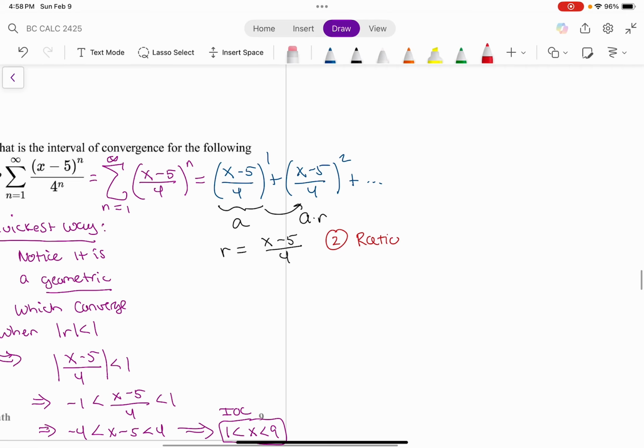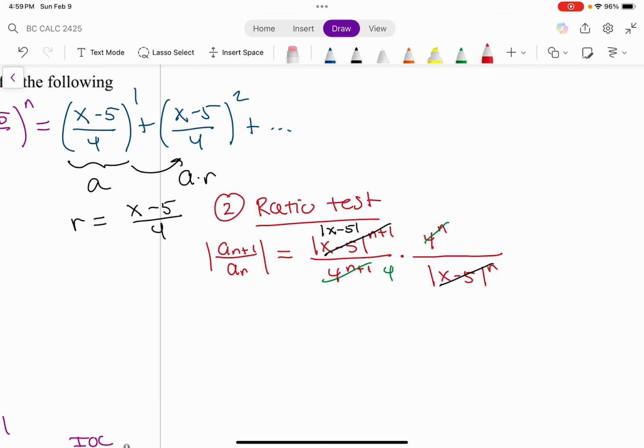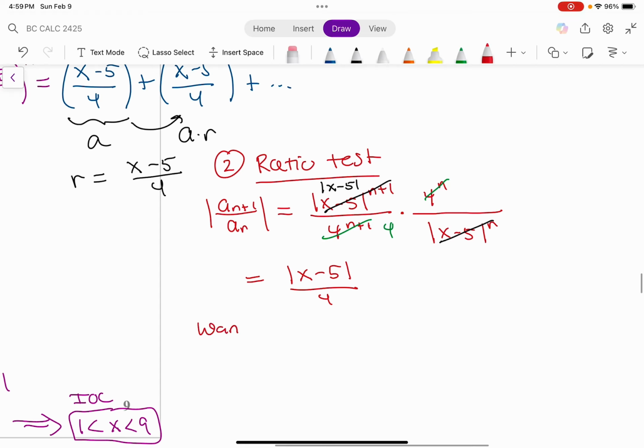So if you use the ratio test, the ratio test says to examine this ratio and then take its limit as n goes to infinity and make it so that it's less than 1. And then you do have to check the endpoints. So in this case, this ends up being the absolute value of x minus 5 to the n plus 1 divided by 4 to the n plus 1, times the reciprocal of the nth term. Notice this cancellation leaves behind one of those, and this cancellation leaves behind just a 4 down here. So in the end you get this, and we want that to be less than 1.